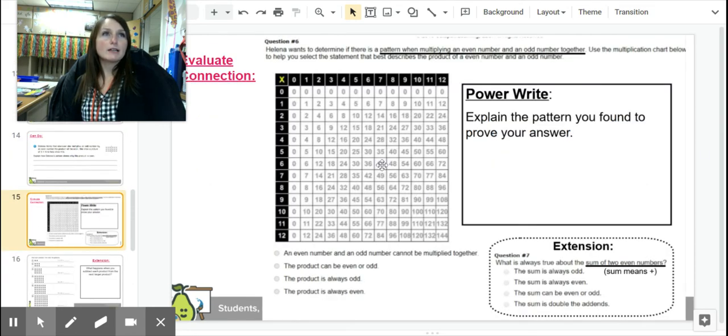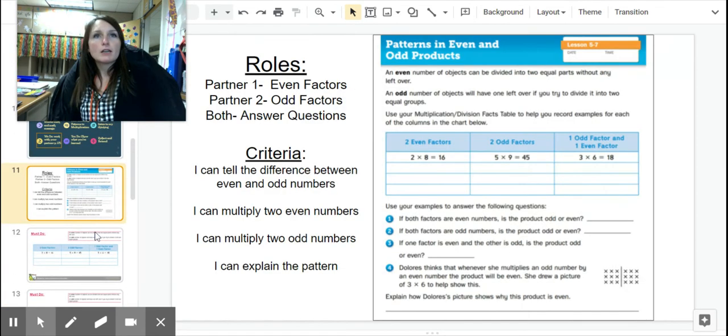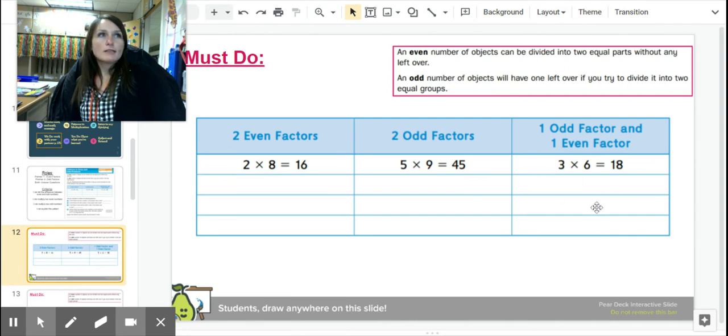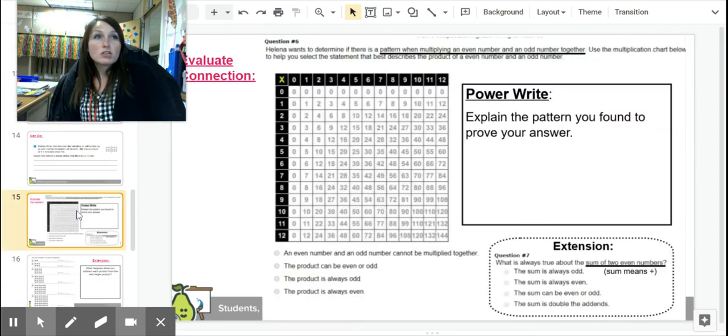And then here is an evaluate connection, okay, where it says Helena is trying to determine a pattern when multiplying an even number and an odd number together, okay, what would it be? So look back up here and see odds and evens. This was a question on evaluate. Is the product always even? Is it always odd? Does it go back and forth? It could be either one, or an even number and an odd number cannot be multiplied together.